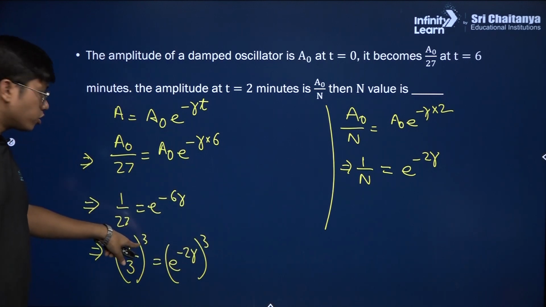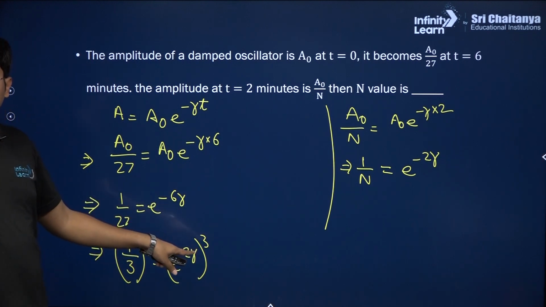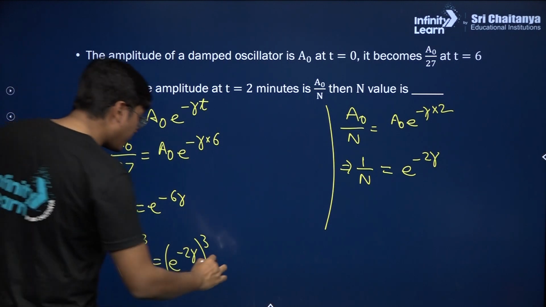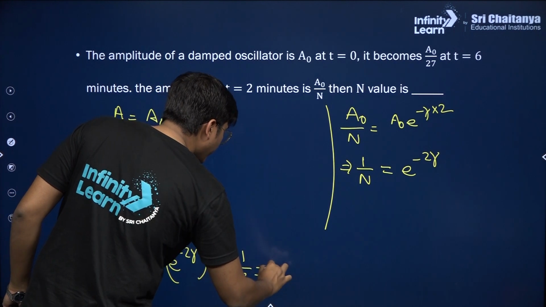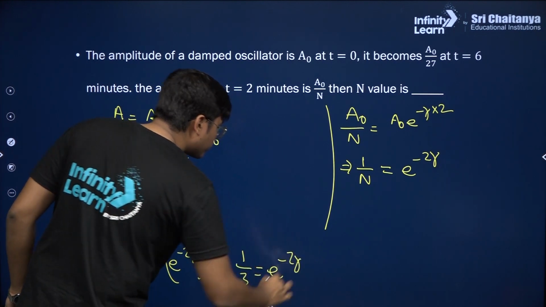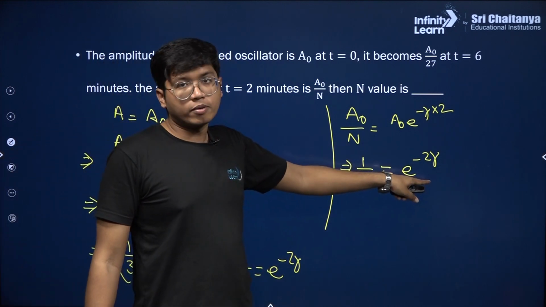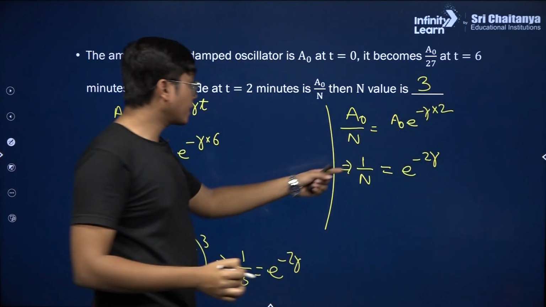And over here also I have 27, which means I can use the cube root on both sides. And what would that give me? That would give me 1 by 3 is equal to e to the power minus 2 gamma. Now look, 1 by 3 is e to the power minus 2 gamma, 1 by n is e to the power minus 2 gamma, which means your n value is equal to 3 just by comparing these two.